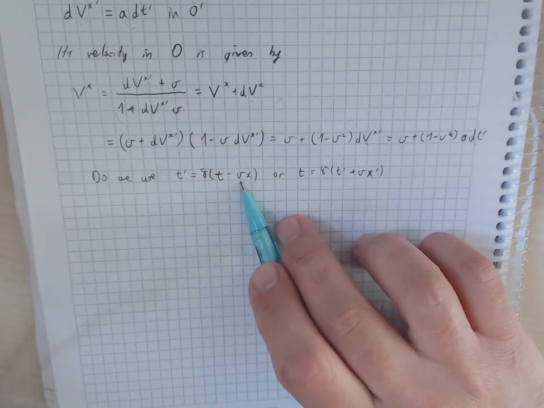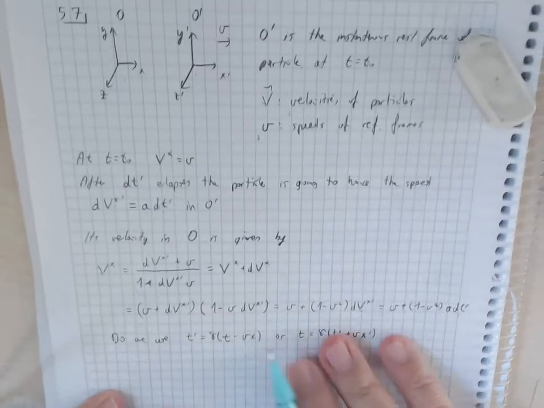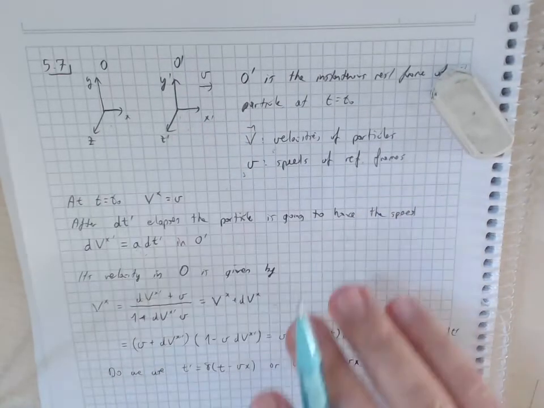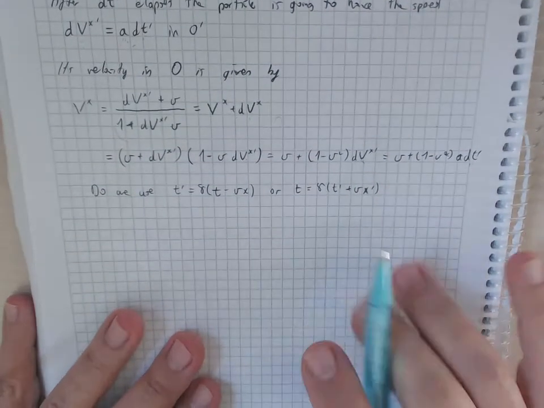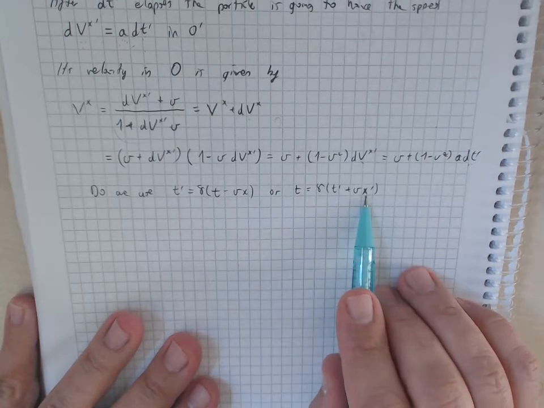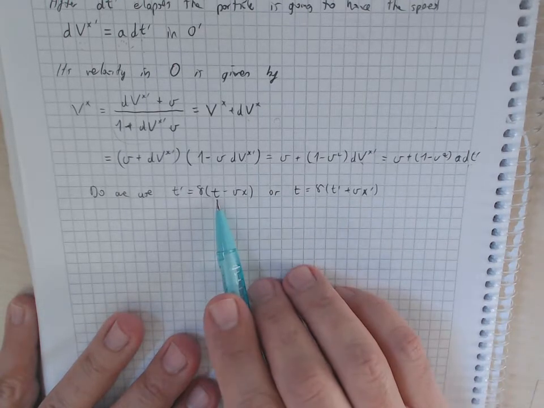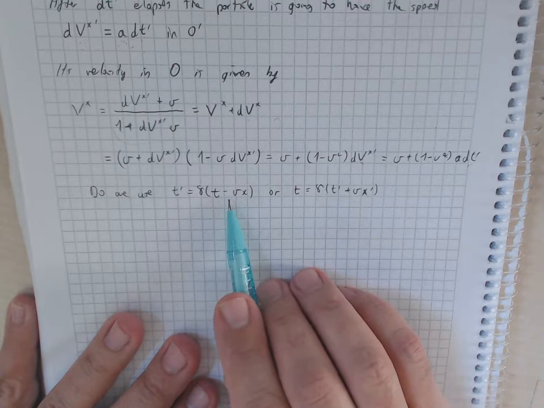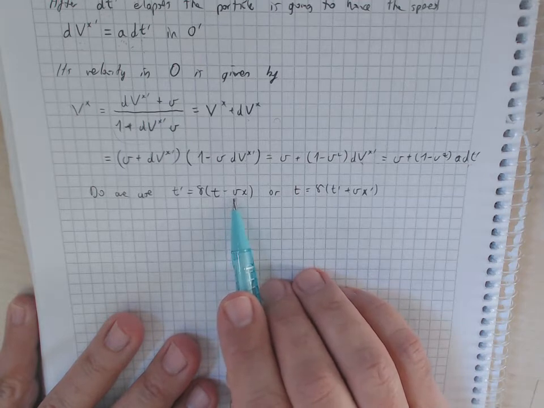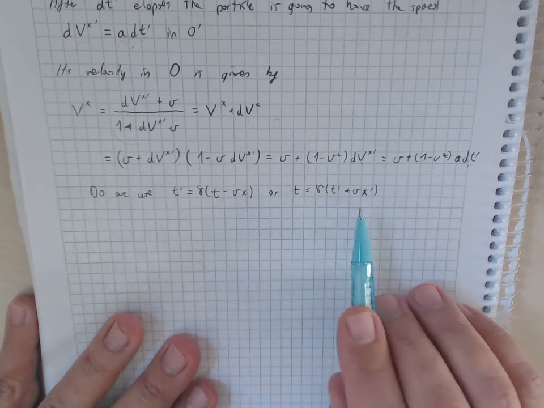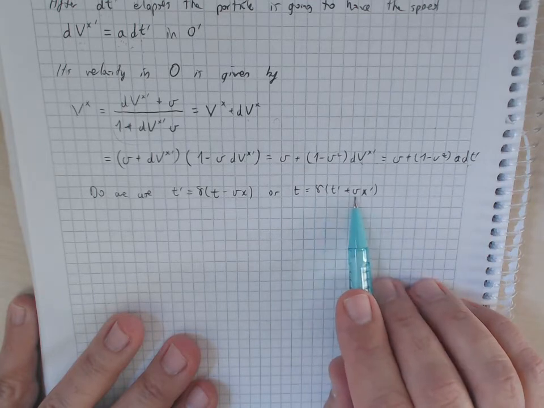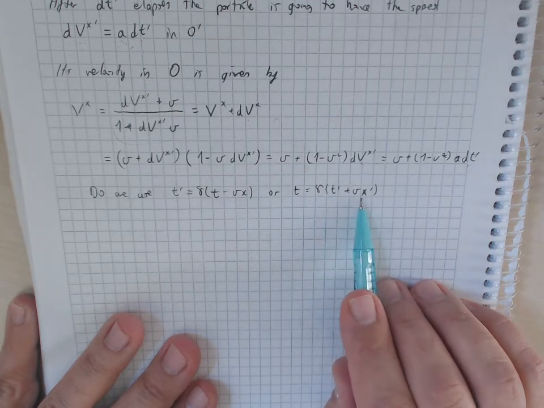So V is a constant. V is just the speed of one reference frame with respect to the other. It's a constant, but we also have this x and x prime. So we also have to have gamma dt minus gamma V dx, right? And here gamma dt prime plus gamma V dx prime.